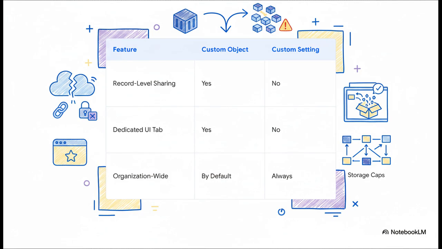When you use a custom object, you have all this amazing granular control. You can set up record-level sharing, you can give people a nice tab in the UI to work with it, all that good stuff. And with a custom setting, nope, none of that is possible. It's just on, for everyone, all the time.